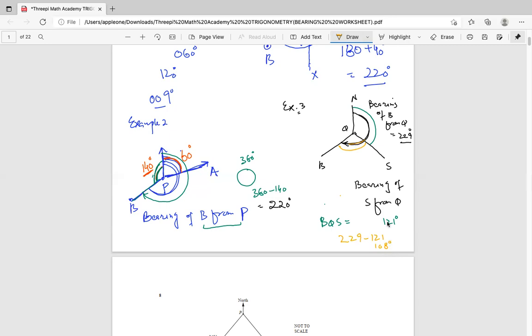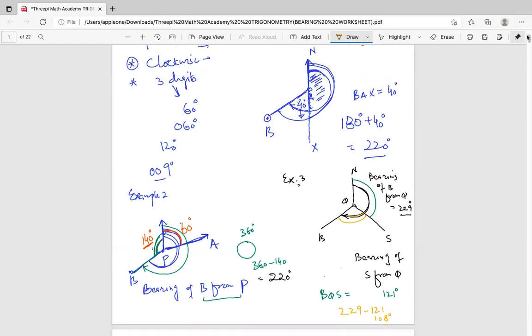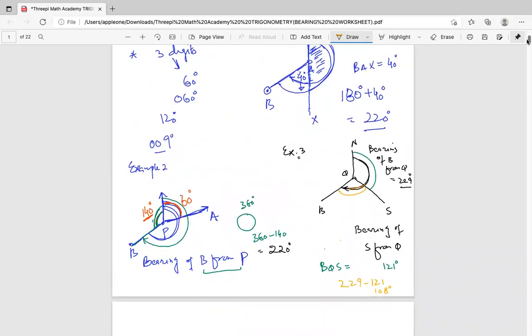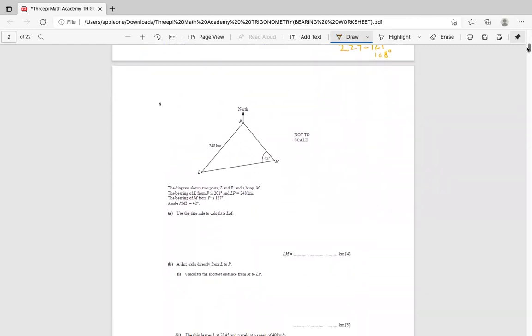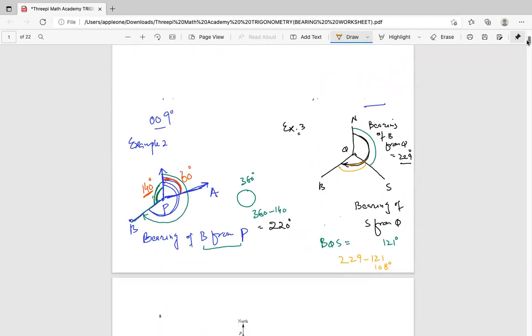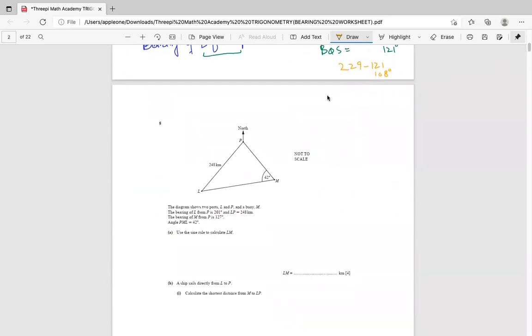Now, some more examples are there. I'm just giving some more small examples just to make it easy for you. If they give you a question of bearings in the paper, then doing these examples and these basic things, you will be able to do those questions. Okay, now example number 4. Example 4 here.